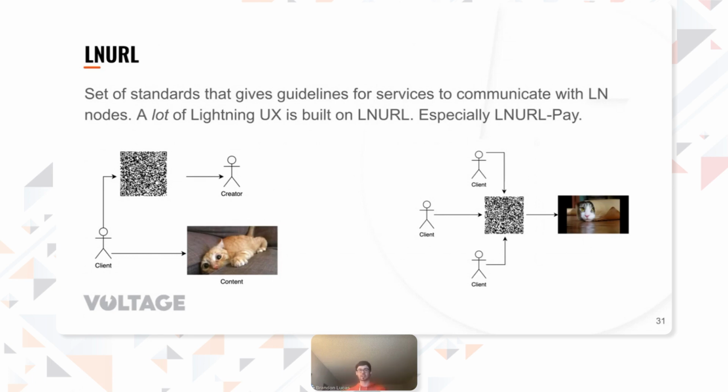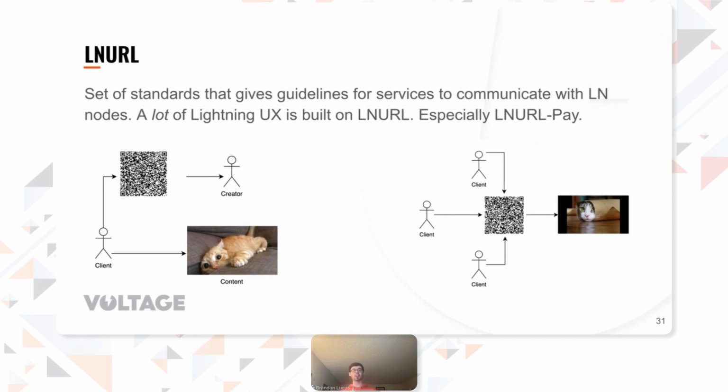LNURL is essentially a set of standards that gives guidelines for services, which basically means something that's not a Lightning node, to communicate with Lightning nodes. And a lot of Lightning UX today that you'll see in the wild is built on LNURL, especially LNURL Pay.